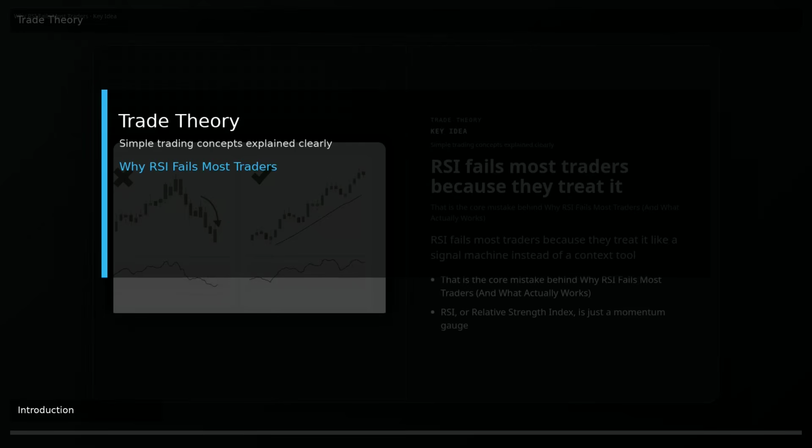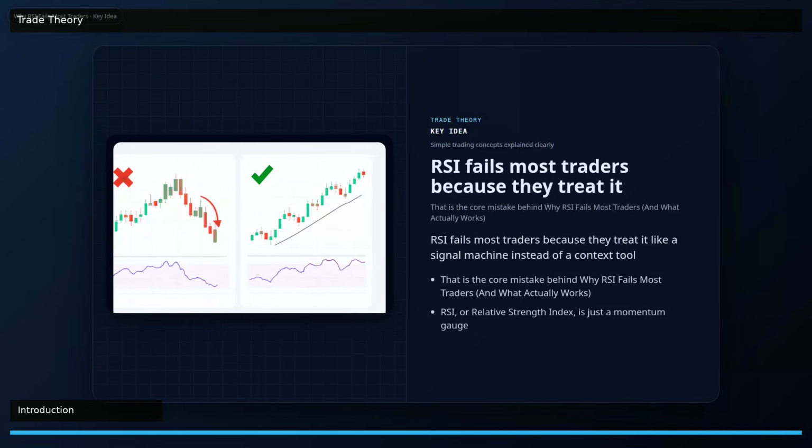RSI fails most traders because they treat it like a signal machine instead of a context tool. That is the core mistake behind why RSI fails most traders and what actually works.